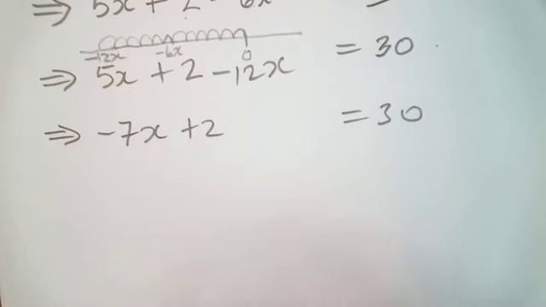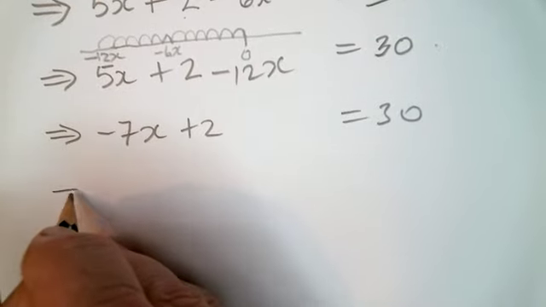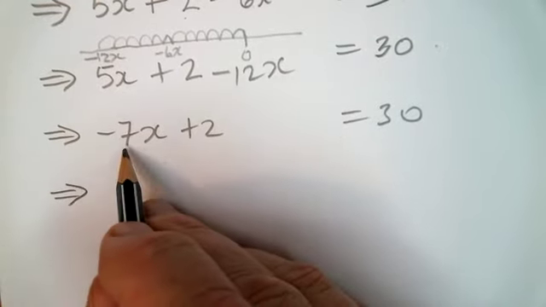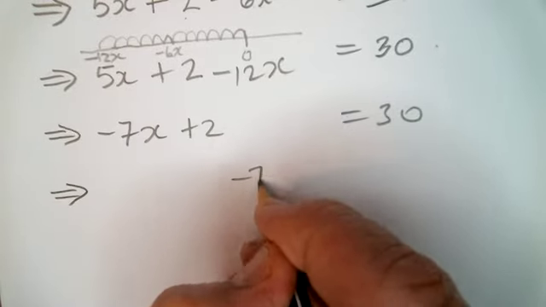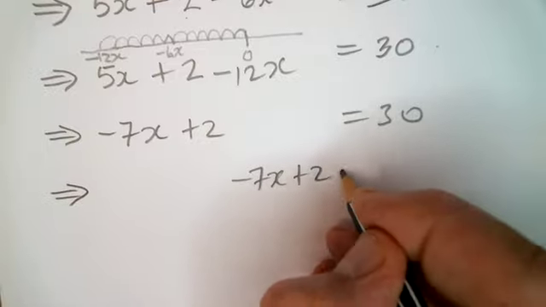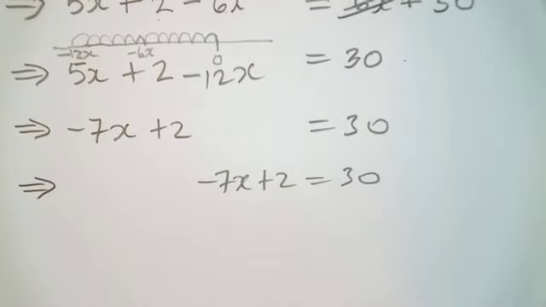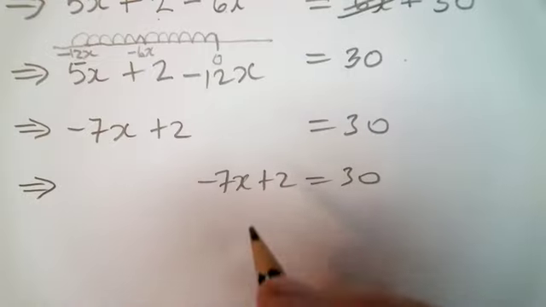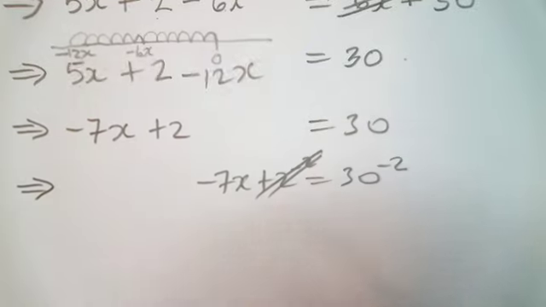All right, let's tidy this up a little bit. I can probably situate this side a little bit closer to the equal sign. In fact, I'm going to rewrite it there. Minus 7x plus 2 is 30. Well, if I can get rid of this 2, then I'm just left with x's. So I'm going to subtract 2 from both sides. There it is. And 2 minus 2, of course, is 0.